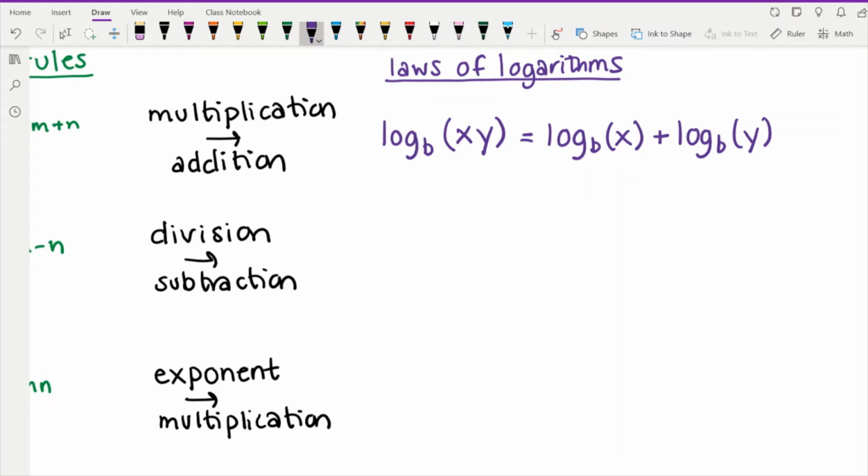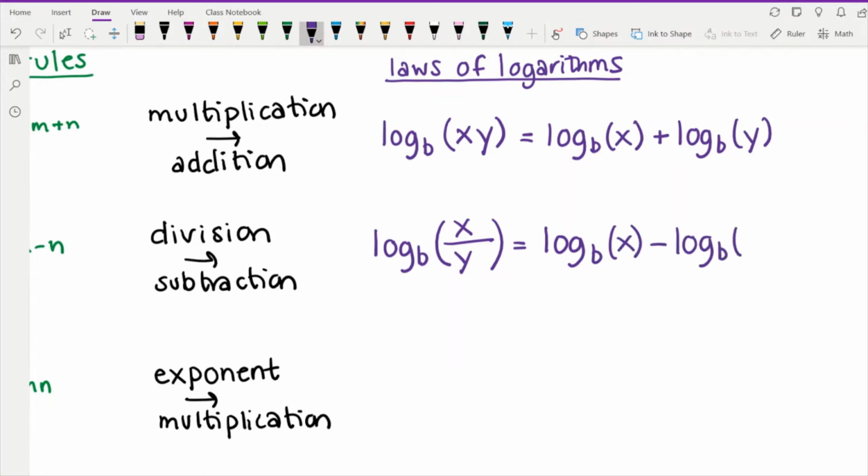Okay, so similarly, this next one is supposed to be about going from division to subtraction. Let's say that now we're taking a logarithm of a quotient of two numbers being divided. How is this going to break up into two logarithms? Well, we can break it up as log base b of x minus log base b of y.